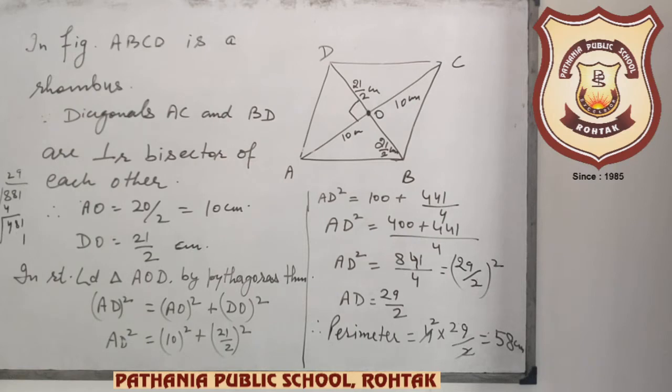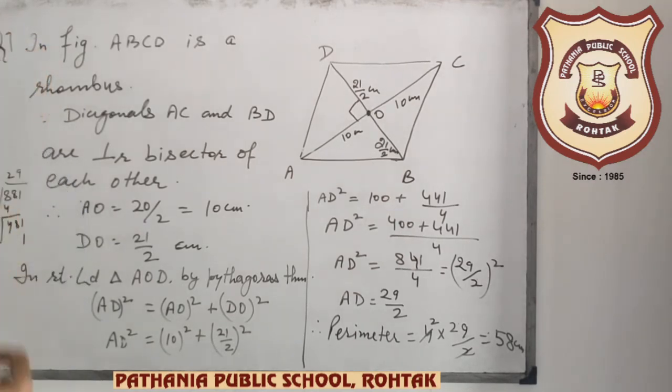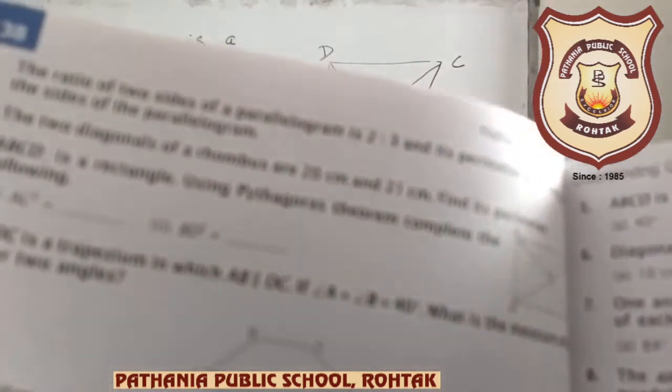Okay beta. Now look at the next question. That was question number 7. Now question number 8. Look, what is given in 8? ABCD is a rectangle, this is given.